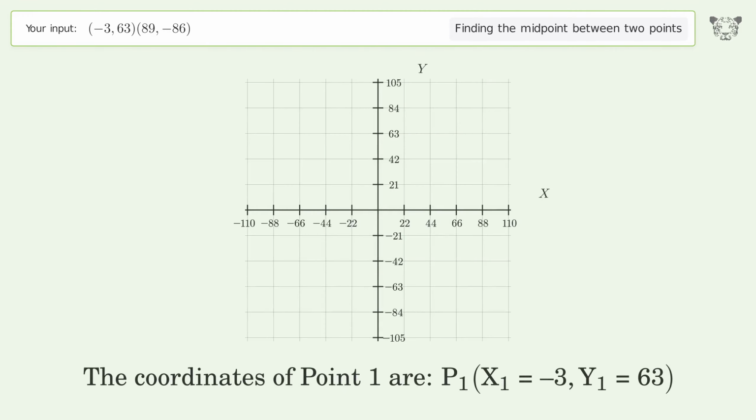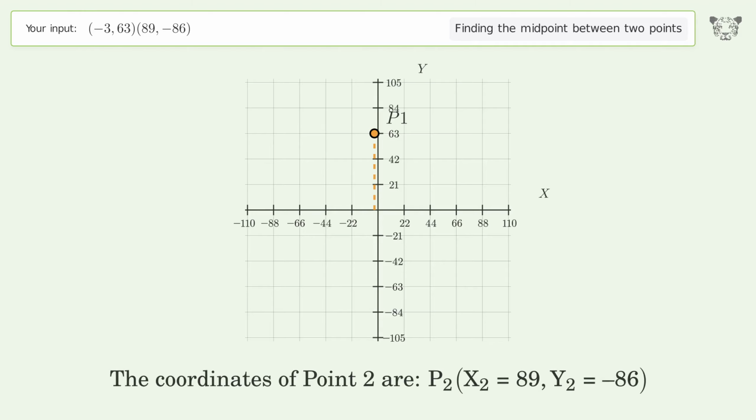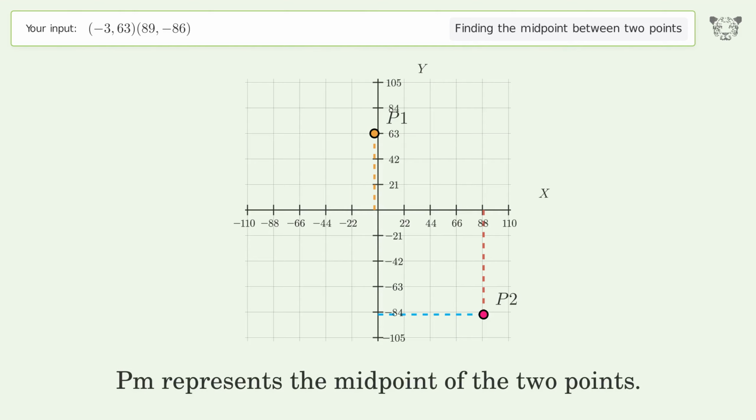The coordinates of point 1 are x1 equals negative 3, y1 equals 63. The coordinates of point 2 are x2 equals 89, y2 equals negative 86. PM represents the midpoint of the 2 points.